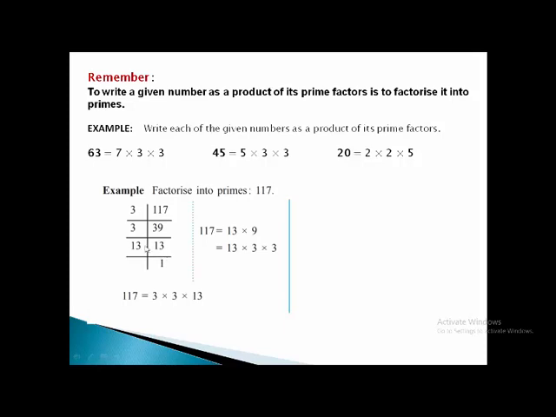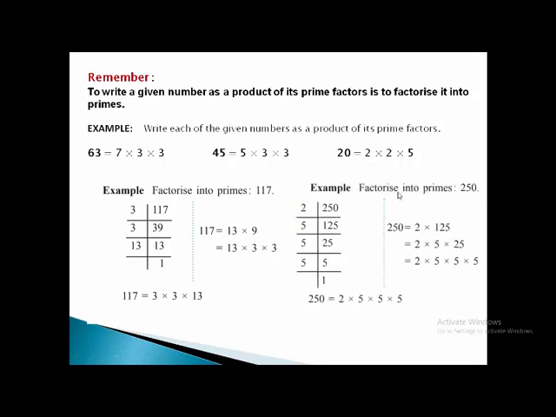So 13 is only divisible by 13 and 1. So we are going to divide here by 13. So these are the factors 3, 3 and 13. These are the factors of 117. This is the horizontal arrangement. Horizontally you can write in this way. Let's see the next example.